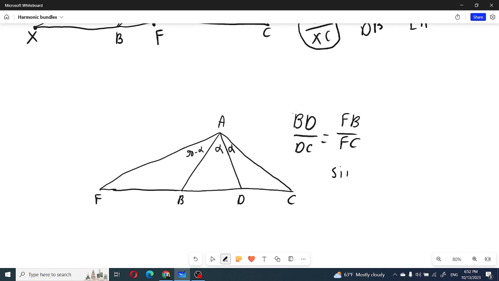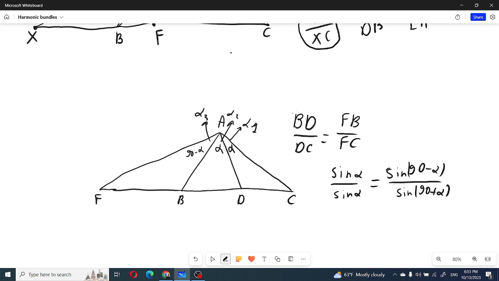So this equals sine of alpha over sine of alpha must be equal to sine of 90 minus alpha over sine of 90 plus alpha. If we assign these as alpha 1, alpha 2, and alpha 3, as we have done in the previous video, because we know that sine of beta equals sine of 180 minus beta, clearly both of these fractions equal 1. And this was what we wanted to prove.